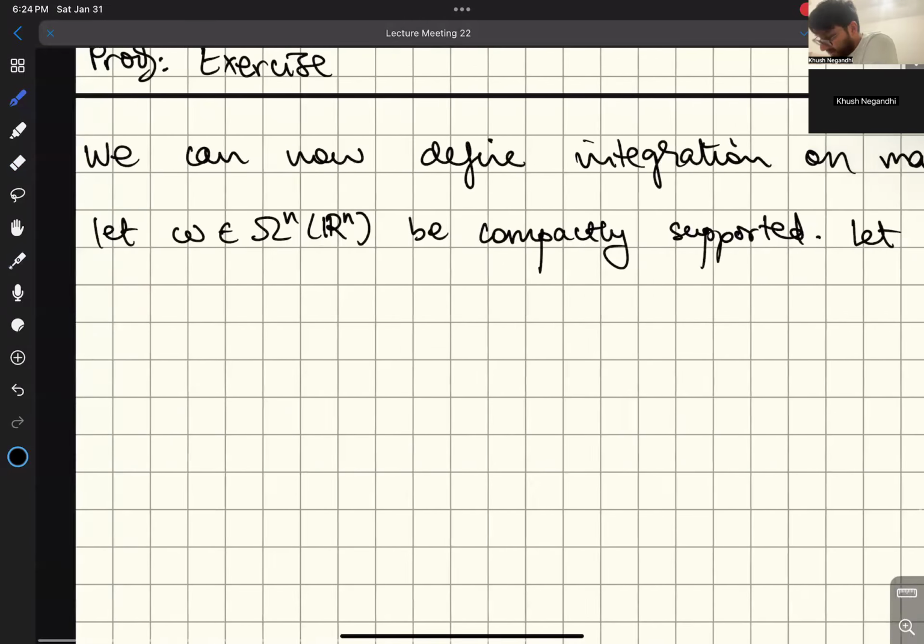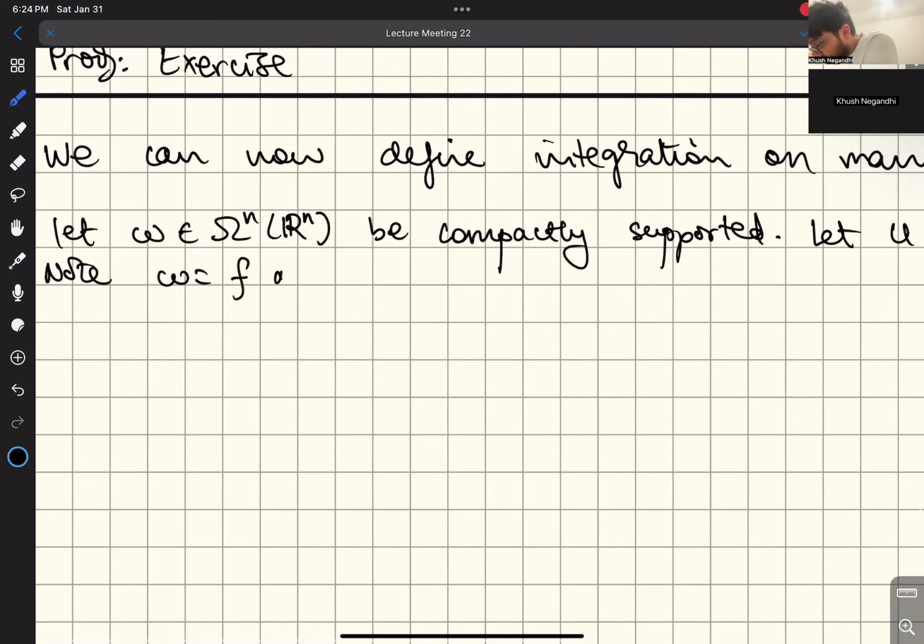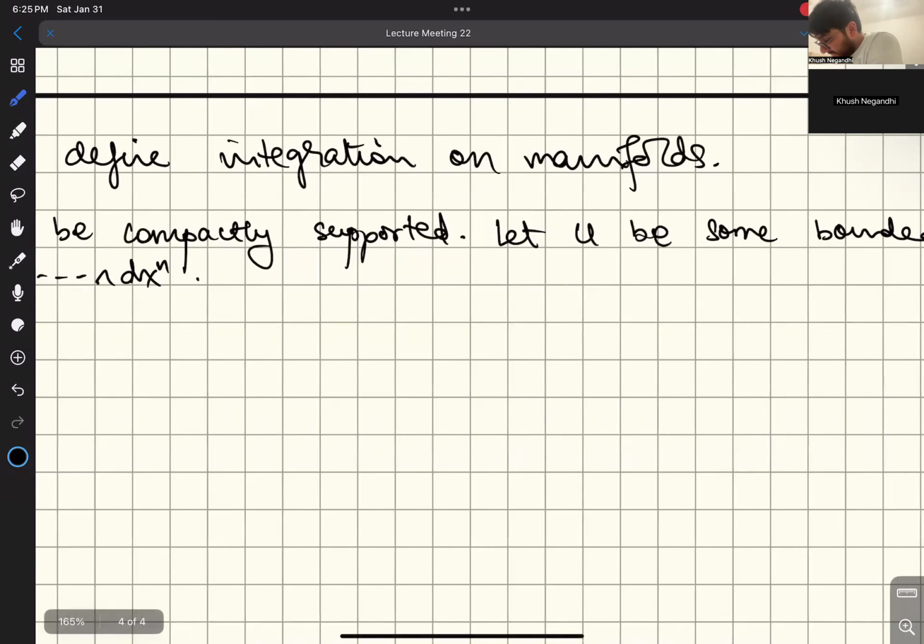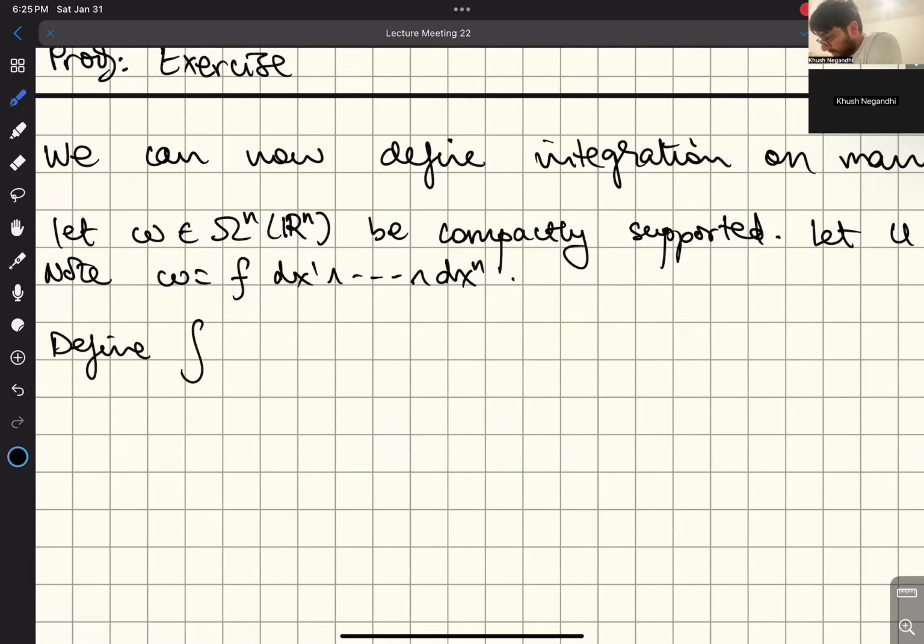Note that omega, since it's a top form, equals some function times this wedge product, right? And this is exactly why we need it to be a top form, because each top form is uniquely determined by the function it multiplies this basis differential form. If we had an n minus one form, for example, we would have n basis vectors, and it's not obvious how we should define integration in that regard. So we define the integral of omega over U to be the integral over U of f dx1, dx2, and so on.